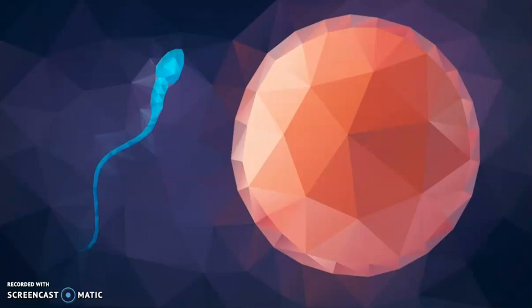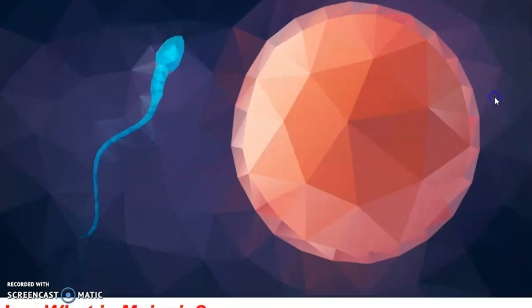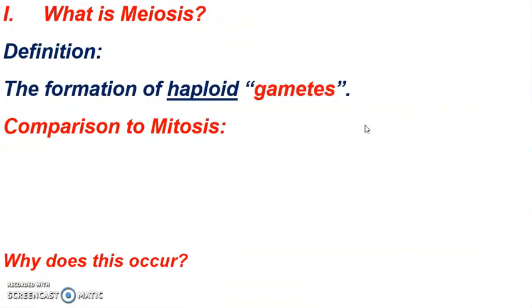Hello class, welcome to our first lecture video on the topic of meiosis, which is all about making both sperm in males and eggs in females. Meiosis is the process where we go through two division stages in order to produce haploid cells. Sperm and egg are considered gametes. So the definition, again, is the formation of haploid gametes, sperm and egg.